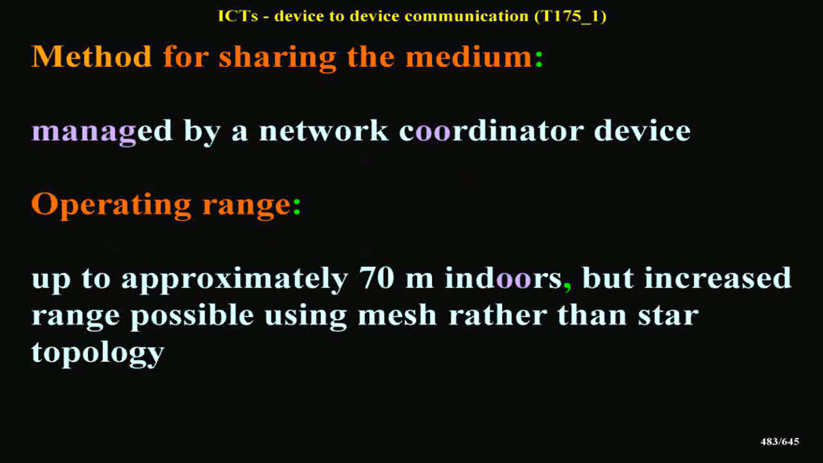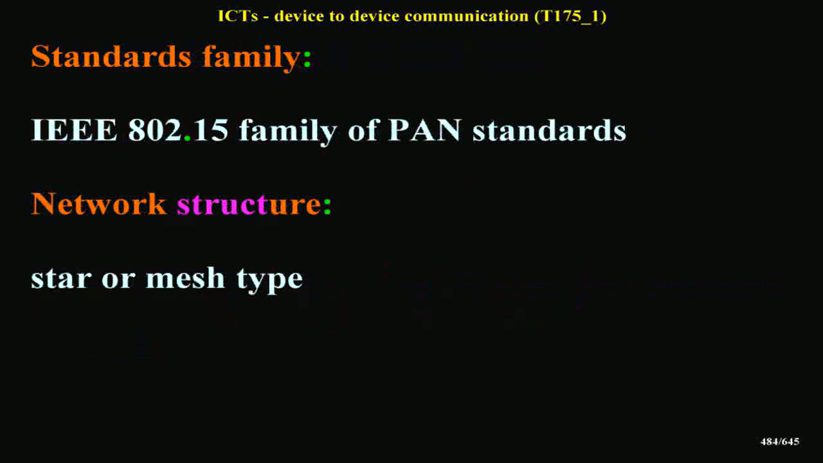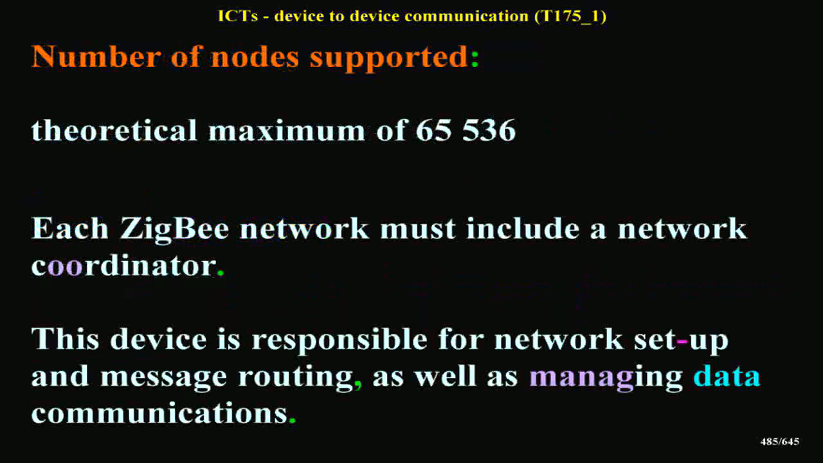Method for sharing the medium: managed by a network coordinator device. Operating range: up to approximately 70 m indoors, but increased range possible using mesh rather than star topology. Standards family: IEEE 802.15 family of PAN standards. Network structure: star or mesh type. Number of nodes supported: theoretical maximum of 65,536. Each Zigbee network must include a network coordinator.